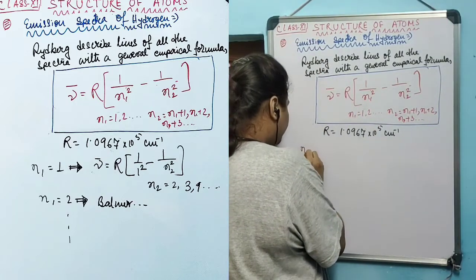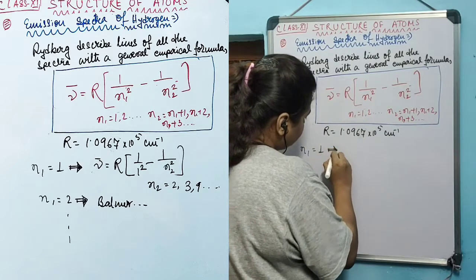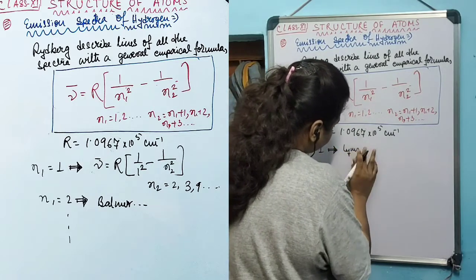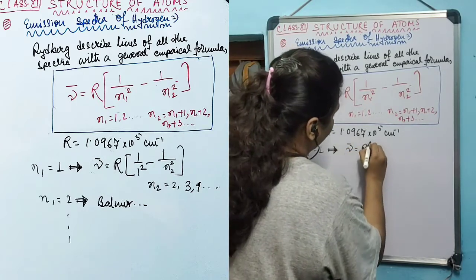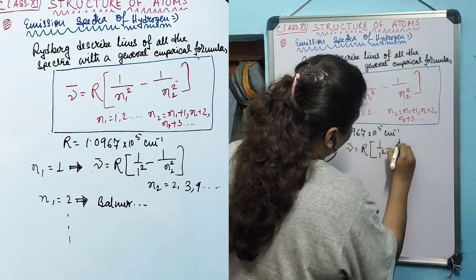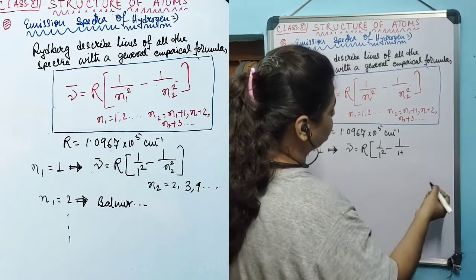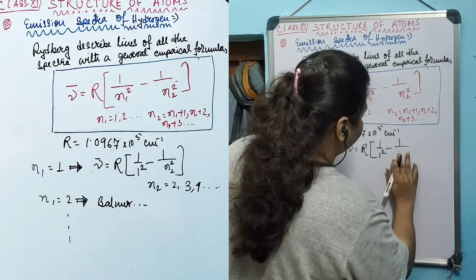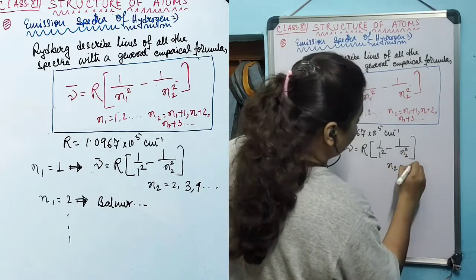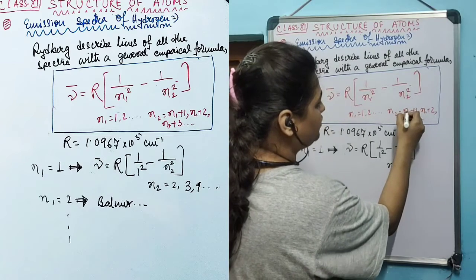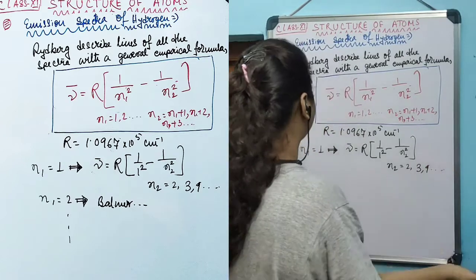So now if we take the n1 base value as 1, we will get the Lyman series, because the equation will become nu bar equals R times (1 by 1 square minus 1 by n2 square), where n2 starts from n1 plus 1, that is 1 plus 1, 2, 3, 4 and so on. So this is nothing but the Lyman series.